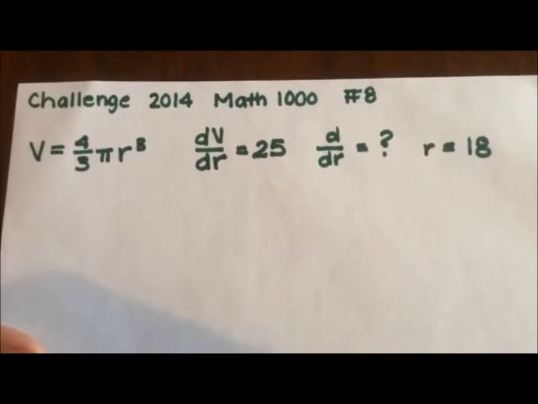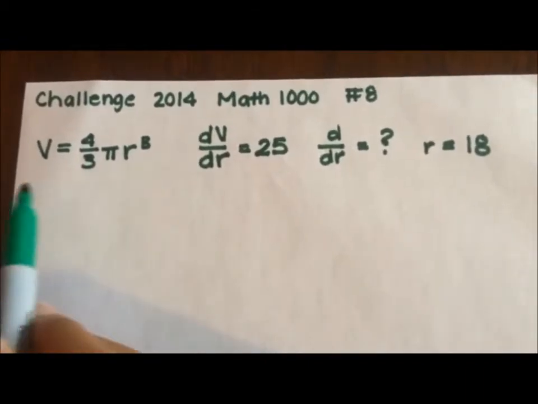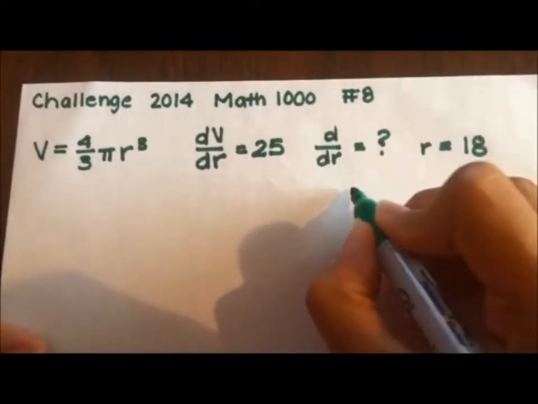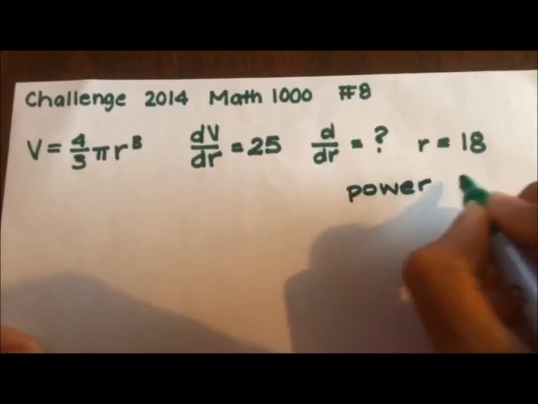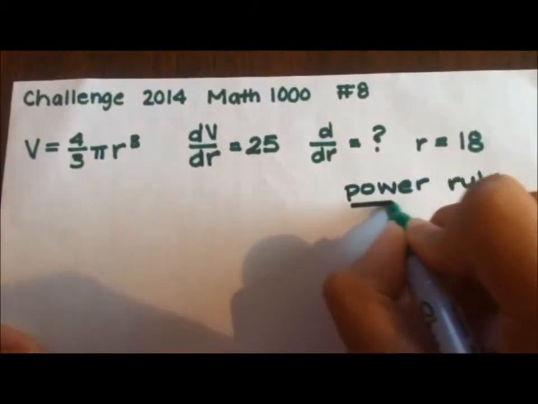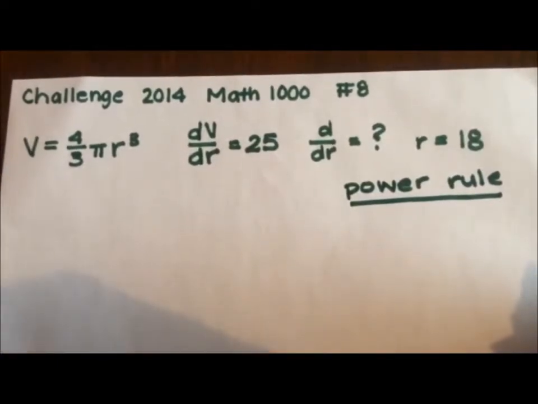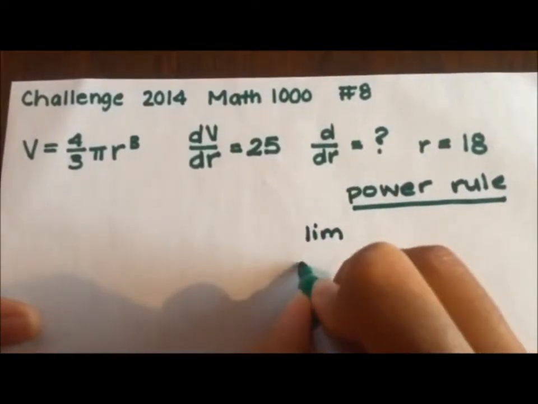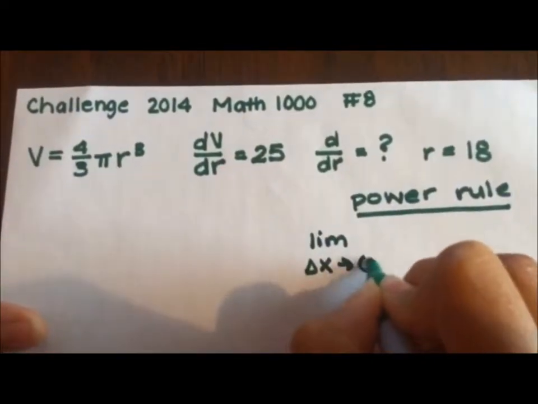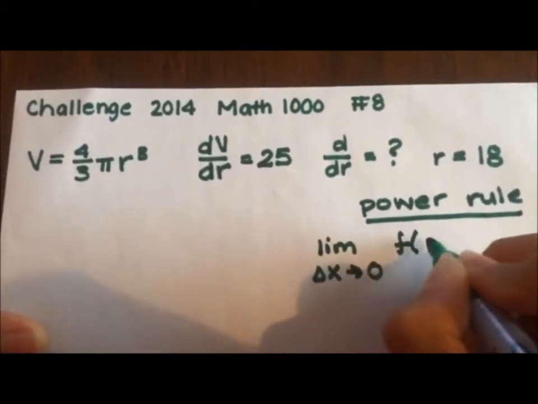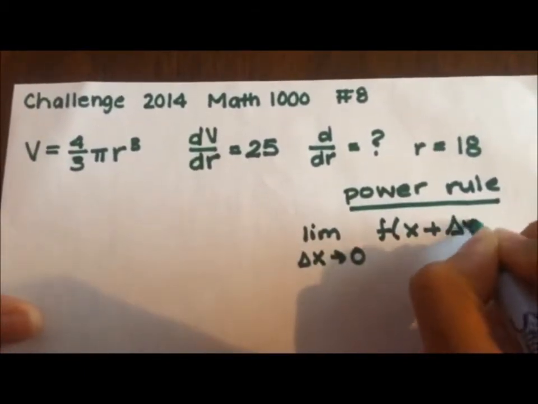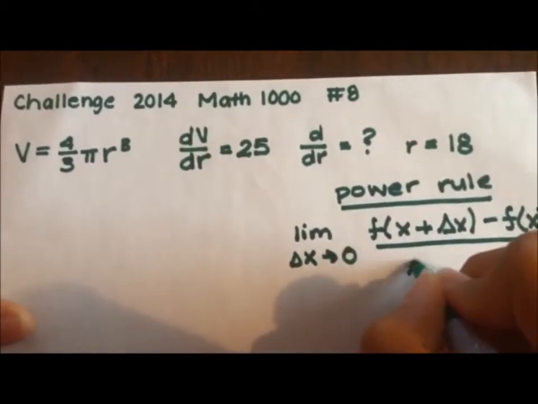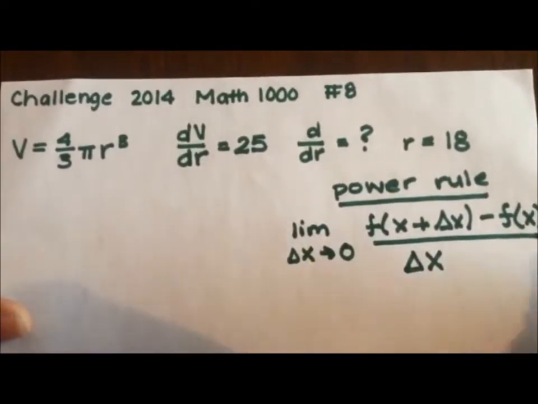Okay, in order to solve this, we have to take the derivative of this formula right here. In order to take the derivative, we use something called the power rule. Usually when you take the derivative, the normal formula is the definition of derivative: the limit as delta x approaches 0 of f of x plus delta x minus f of x, all over delta x. But the power rule simplifies this for us.